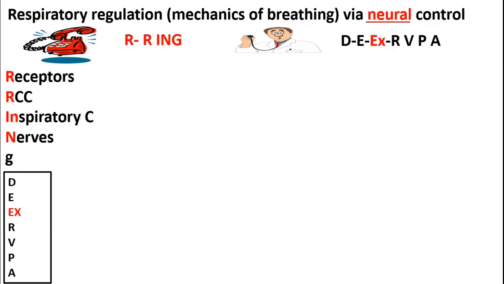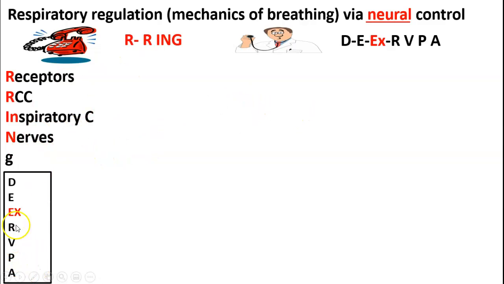Okay, so the hardest question you can get in terms of terminology, but I think once you understand this idea of neural, it should be pretty much straightforward. I think the acronym is really handy here because it reminds you that you've got to go RCC, inspiratory center, and nerves. Okay, now not in the acronym, but hopefully people would understand.